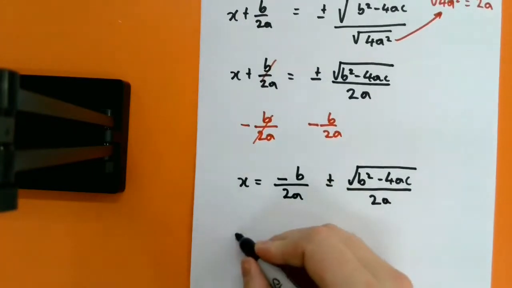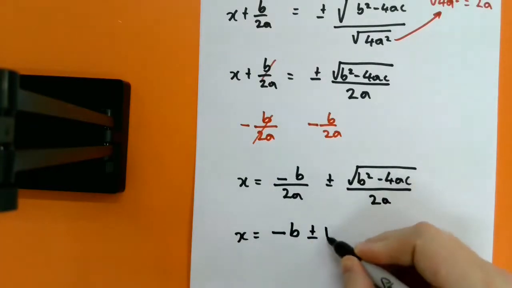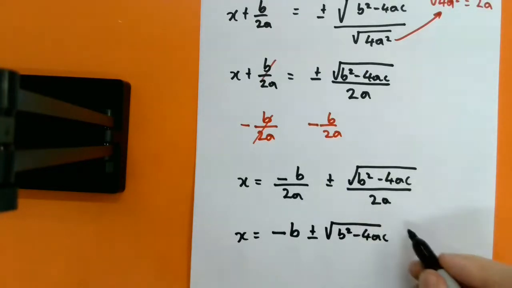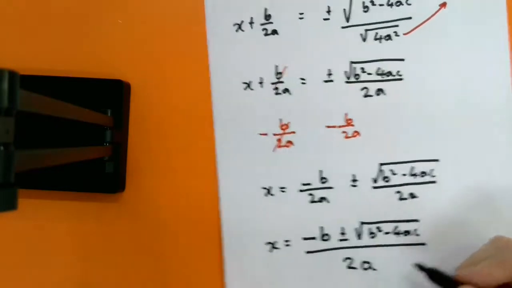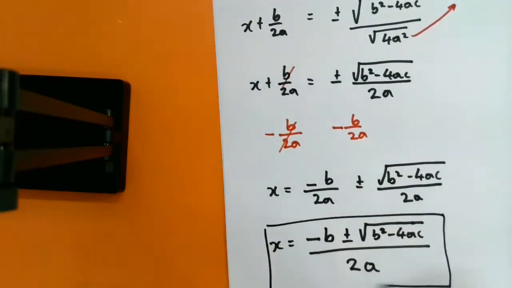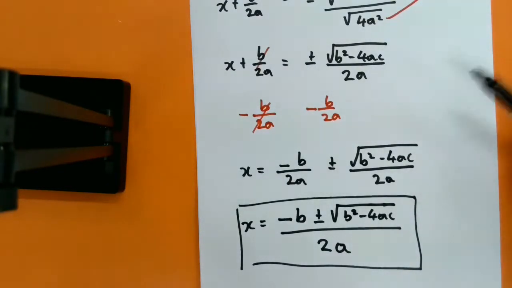So what we end up with is x is equal to negative b plus or minus the square root of b squared minus 4ac, all over 2a. Now this here is our quadratic formula that we were after. This is the really important formula that we were trying to derive so we can use it to solve any quadratic equation that we want that has real solutions.